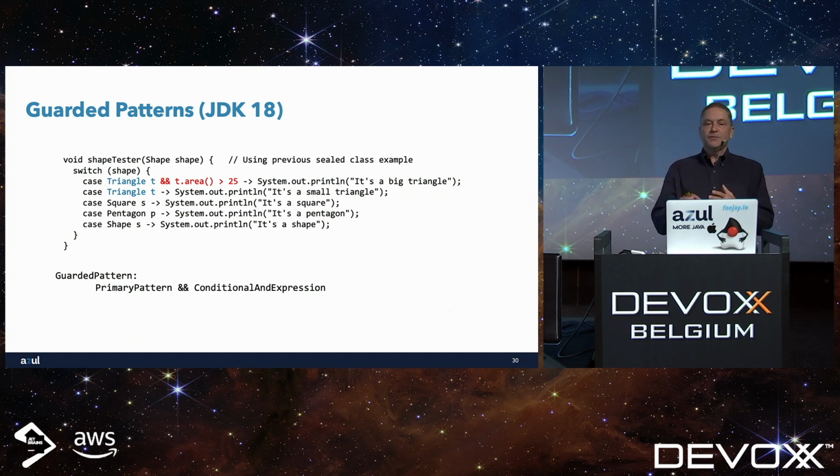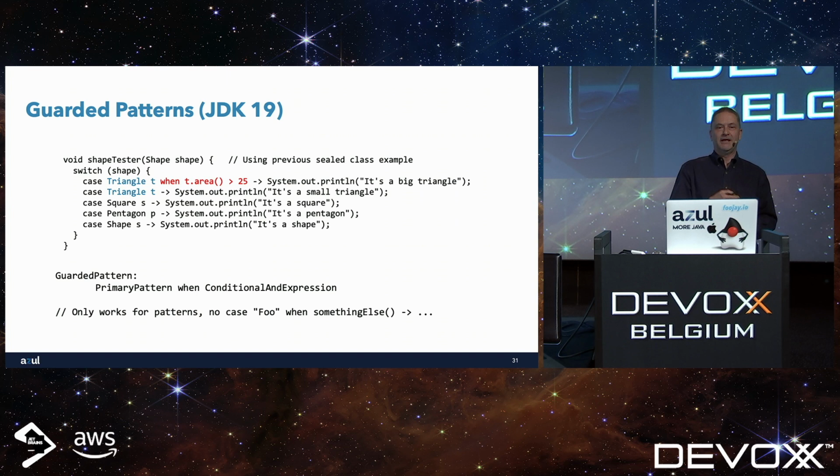In this case, the guarded pattern syntax is primary pattern with an AND operator followed by a conditional AND expression. In JDK 19, they decided to change this, and they decided to change it to when.